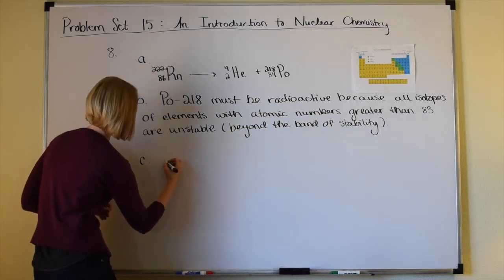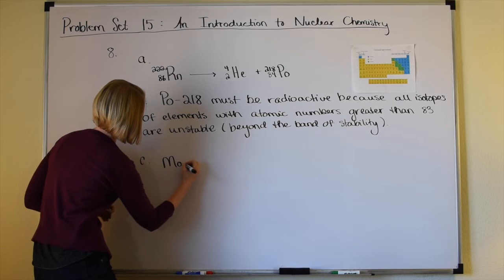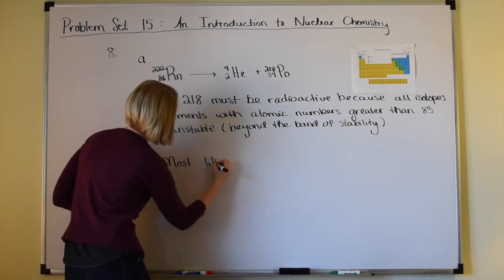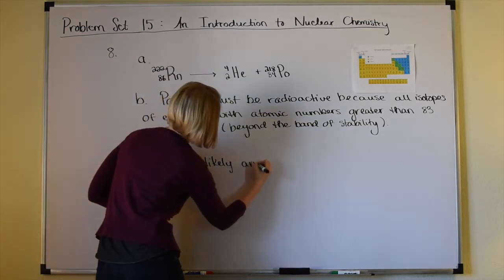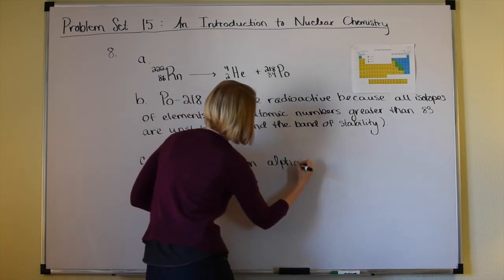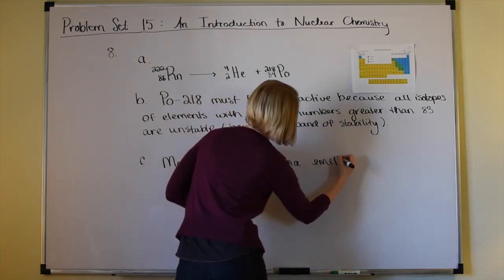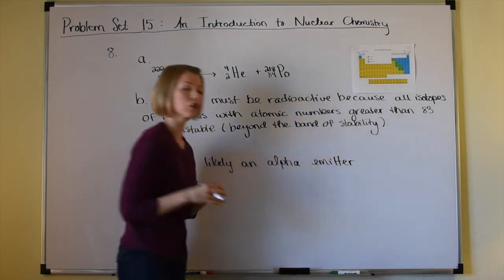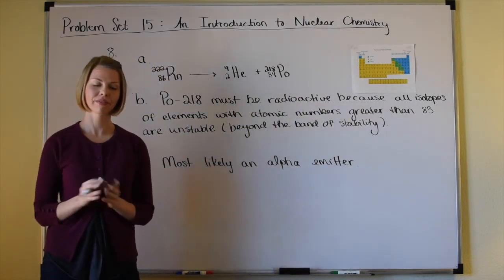So I'm going to write down here, most likely an alpha emitter, will most likely undergo alpha decay.